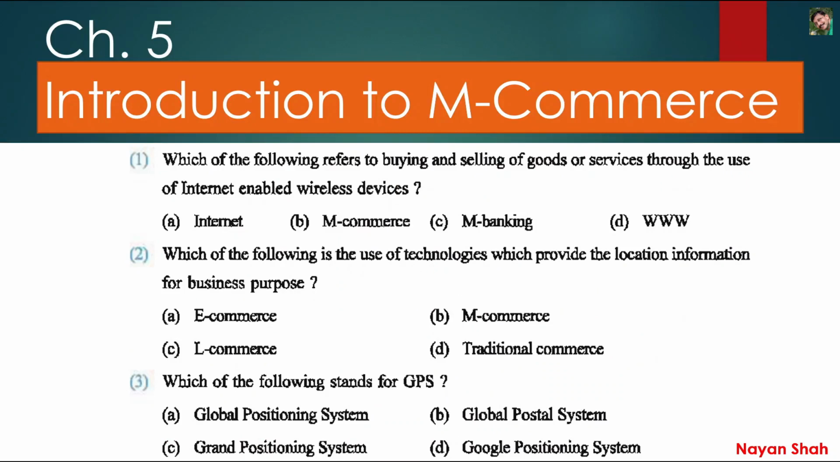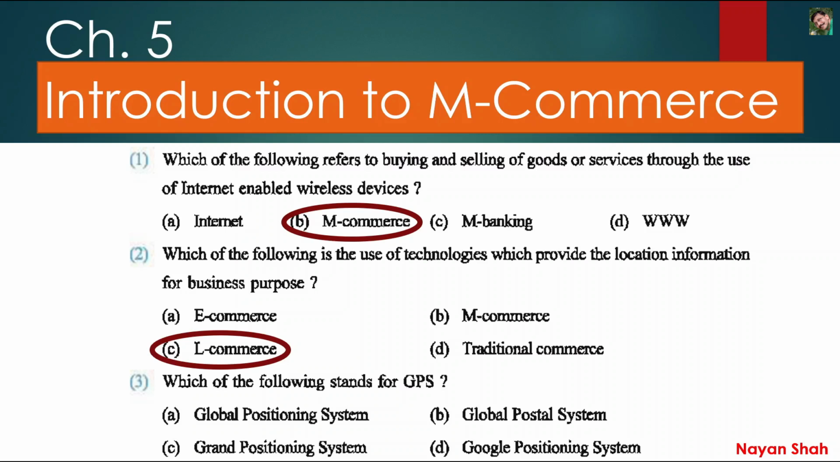Moving over to chapter 5, Introduction to M-Commerce. MCQ first, question 1. Which of the following refers to buying and selling of goods or services through the use of internet-enabled wireless devices? So it is a very obvious question. M-commerce is the correct answer. Second, which of the following is the use of technologies which provides the location information for business purposes? So location information is provided by L-commerce. That is location based commercial activity. So it is L-commerce.